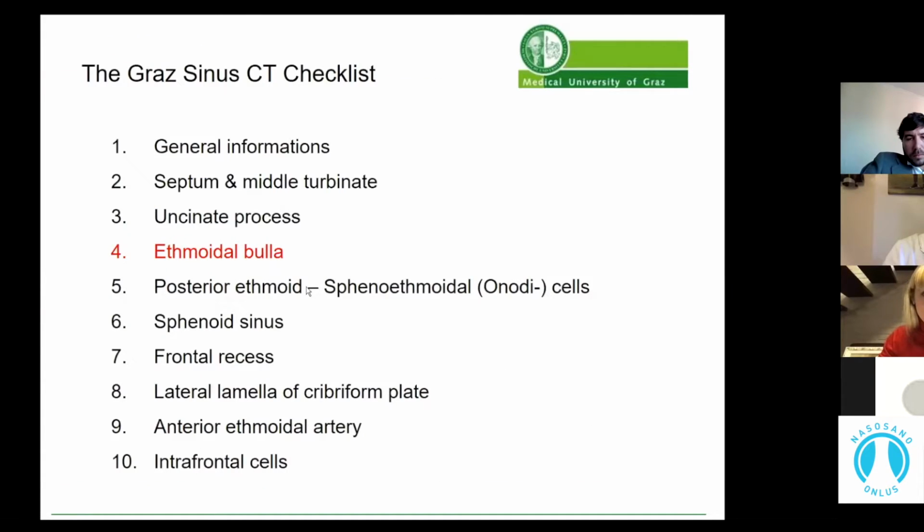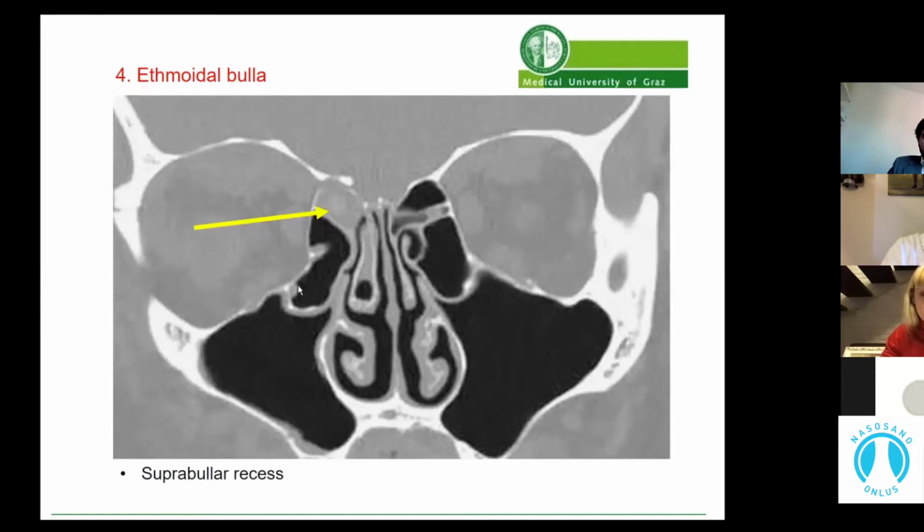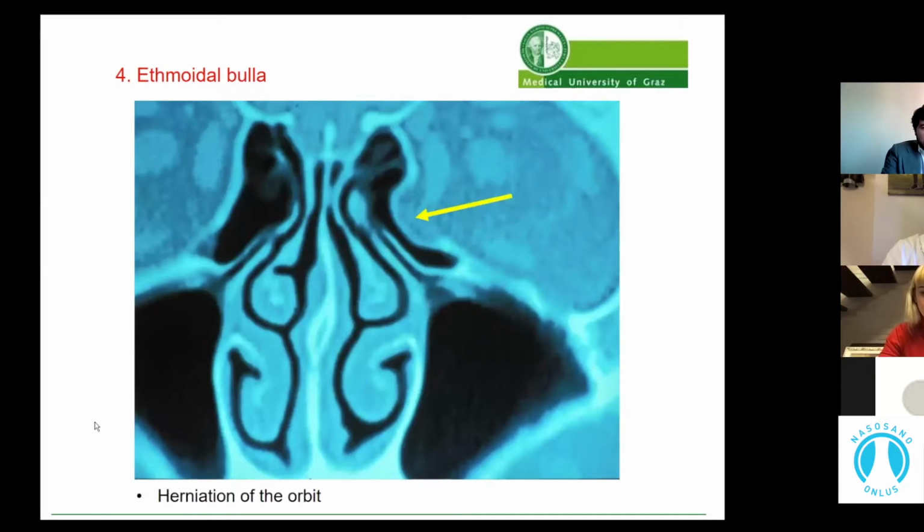And this brings me to our next point, the ethmoidal bulla. The ethmoidal bulla, as Mariana said before, is one of our most important and constant landmarks. But also here we can nicely evaluate if we do have a suprabullar recess, for example here, or also a retrobullar recess, because this gives us information about our surgical procedure from anterior to posterior. So evaluate if you have any suprabullar recess or retrobullar recess.